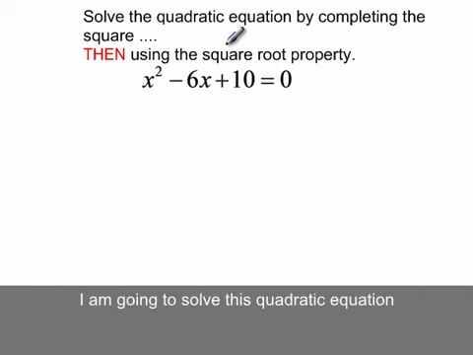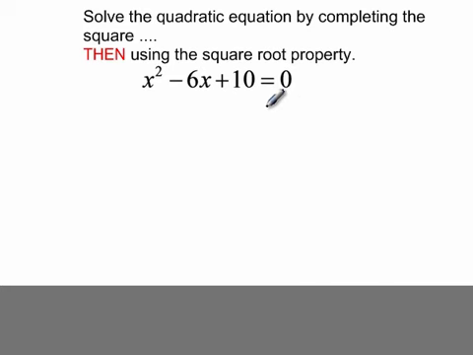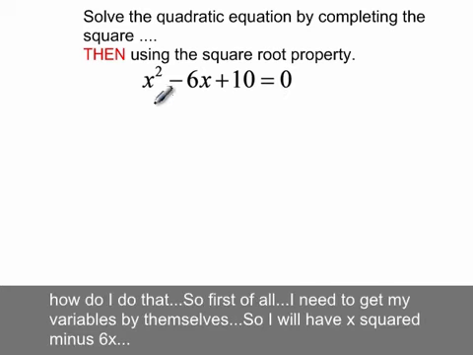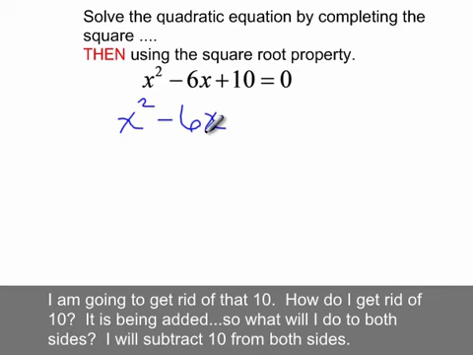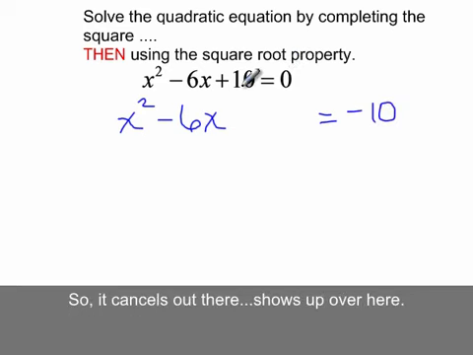So, I'm going to solve this quadratic equation. How do I do that? Okay, first of all, I want to get my variables by themselves. So I have x squared minus 6x. I'm going to get rid of that 10. How do I get rid of that 10? Yes, it's being added. So what will I do to both sides? I will subtract 10 from both sides. So it cancels out there, shows up over here.